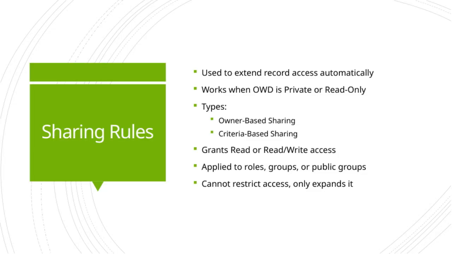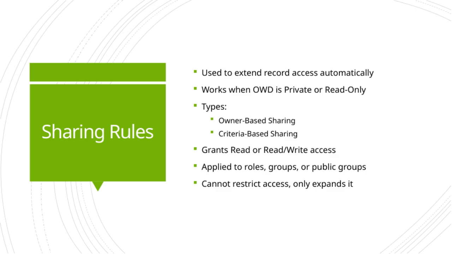Used to extend record access automatically. Works when OWD is private or read-only. There are different types of sharing rules. Owner-based sharing is one option, which grants access based on who owns the record. Criteria-based sharing is another, which grants access based on specific criteria being met. Both types can grant read or read-write access. Sharing rules can be applied to roles, groups, or public groups.